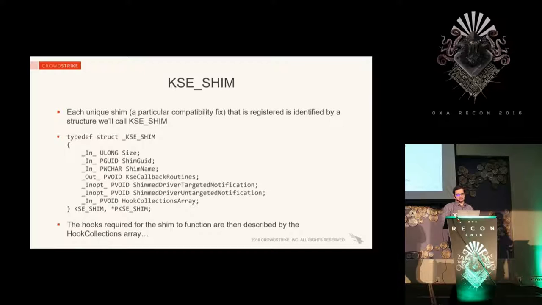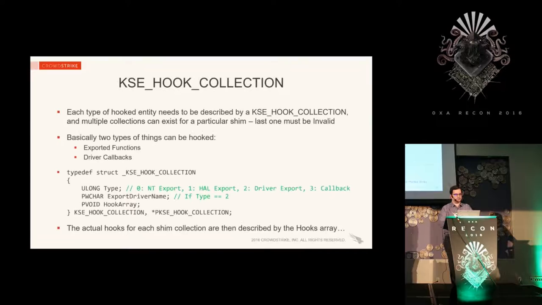And then you get two notifications. One when your driver has been targeted, so when one of the drivers you're shimming has been loaded. And another one when one of the drivers you're shimming has been unloaded. And then you pass in an array of hook collections. What's a hook collection? Well, a hook collection is basically a type of hooked entity. And there's two entities you can hook, functions or driver callbacks. And functions can either come from NT, they can come from the HAL, or they can come from an arbitrary driver.